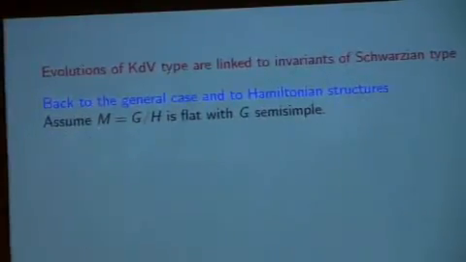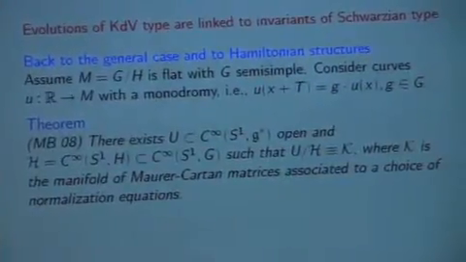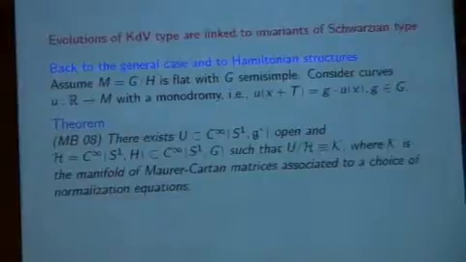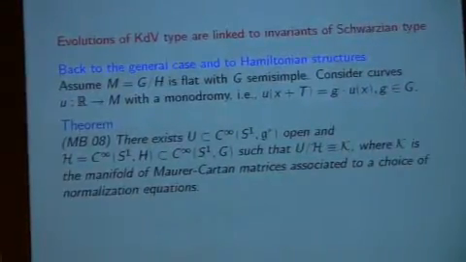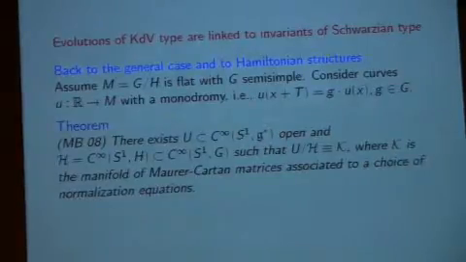And to show you that, I have to go back to the general case and to the Hamiltonian structures. So I'm going to go back a little bit and then see how the Hamiltonian structures for these integrable systems are generated. So assume I have a flat manifold and G is semi-simple. Then I'm going to assume that the curves have a monodromy because I want the invariants to be periodic. So I'm going to assume there is a monodromy in those curves.